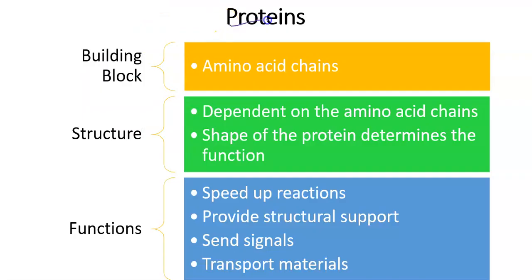Finally, my favorite, proteins. The building block of proteins are amino acid chains. Okay, you don't have to know the amino acids, but know that they're made up of amino acids, and there are different types of amino acids. The structure of a protein is dependent on the amino acid chains. Because there are different types of amino acids, you can string them together in different ways. This is going to change the shape, and the shape of the protein determines the function. Proteins have four different functions. That's why they are so very important to our daily lives.